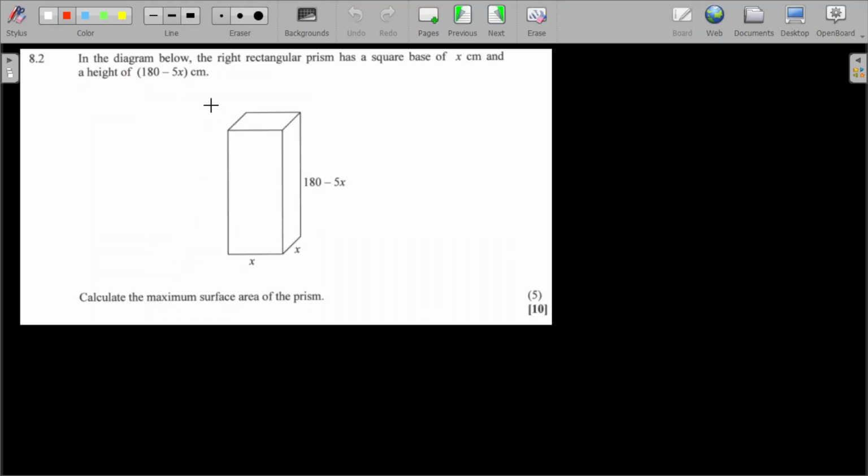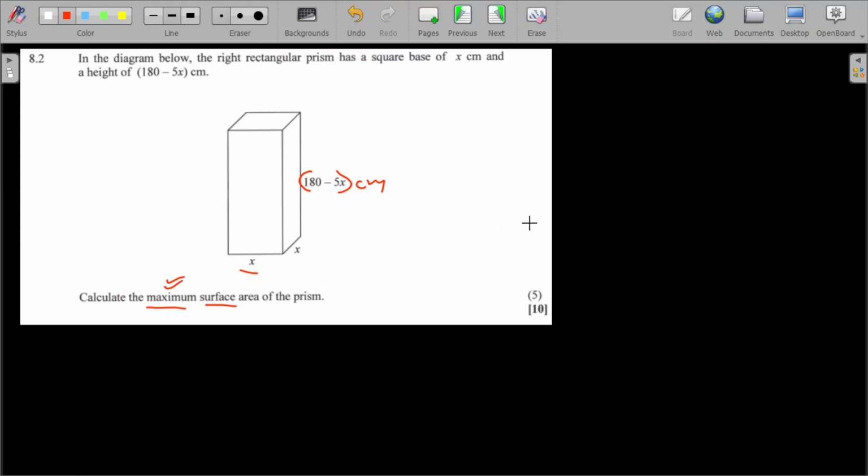Now, going to this one here, they're saying in the diagram below, the right prism has a square base of x, and a height of 180 minus 5x centimeters, meaning all these sides are x and x. So we need to calculate the maximum surface area. The very important word here is the maximum.